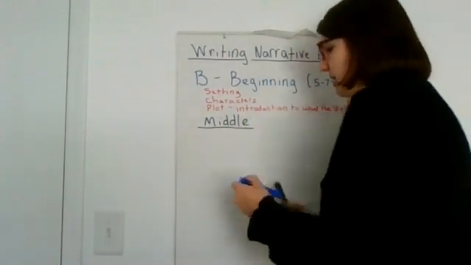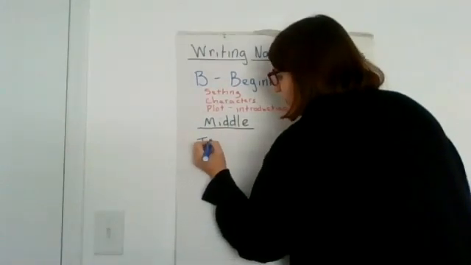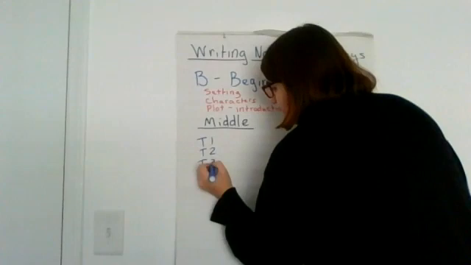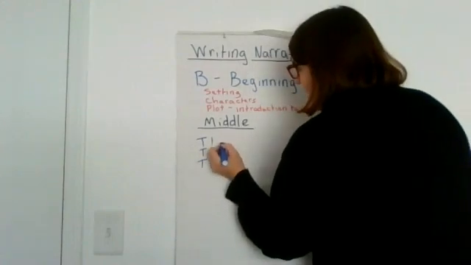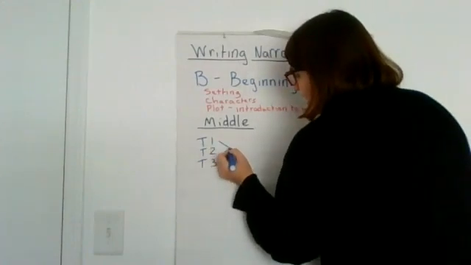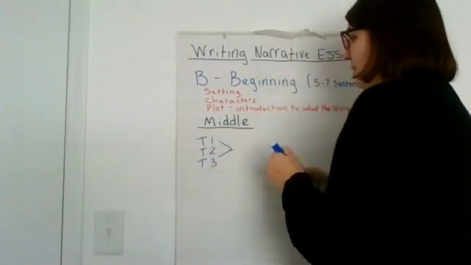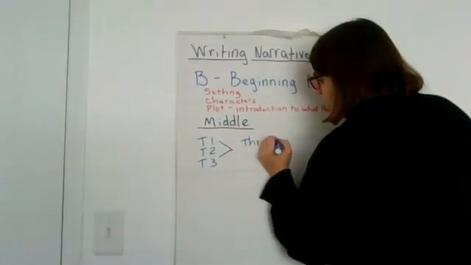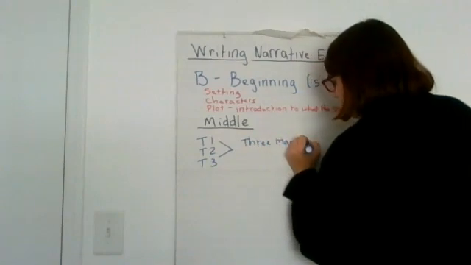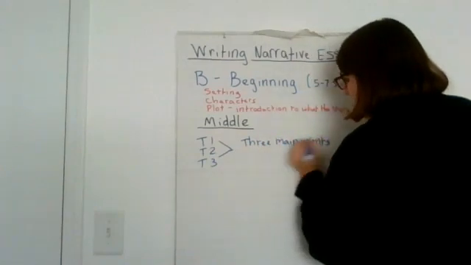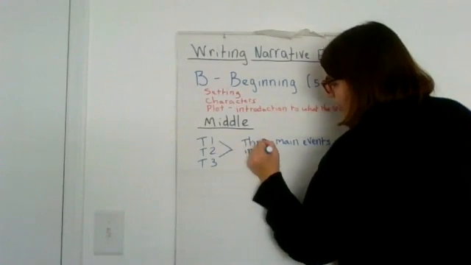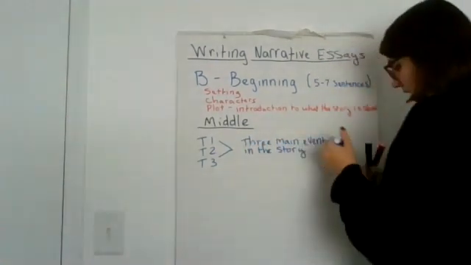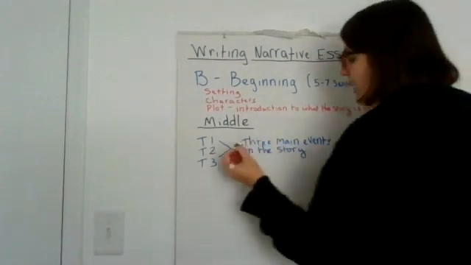So we have T1, T2, and T3. Okay, and so these are the 3 main things that happen in the story. Okay, so 3 main events in the story. Okay, and like I said, they should be told in order.